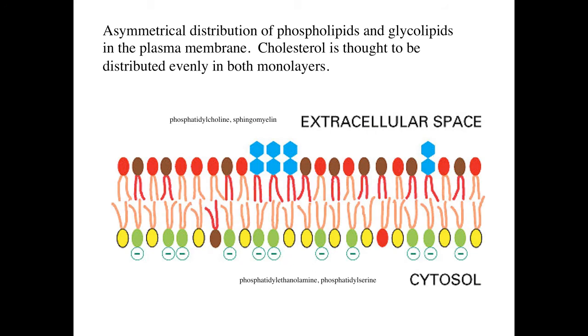Now, a point that I'd like you to remember, and we already mentioned this before, is the asymmetric distribution of phospholipids and glycolipids within the plasma membrane. Cholesterol is thought to be evenly distributed in both halves of a plasma membrane, but at the extracellular portion, the phospholipids would be primarily phosphatidylcholine and sphingomyelin, whereas on the cytosolic face of the membrane, the phospholipids would be mostly phosphatidylethanolamine and phosphatidylserine.